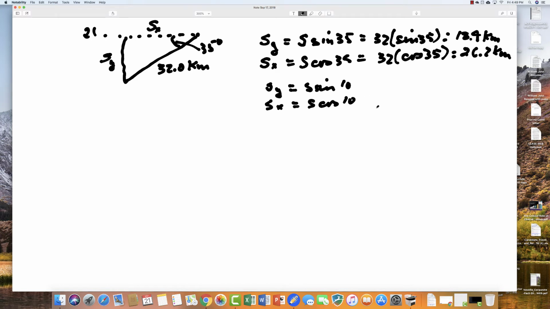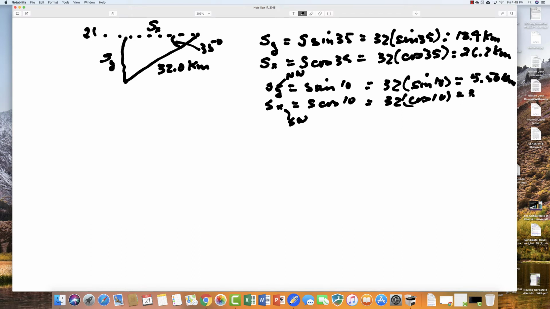And so that's going to equal 32 times the sine of 10 degrees. And this is going to equal 32 times the cosine of 10 degrees. Now calling these x and y is actually incorrect. And if you do the math here, you get 5.56 kilometers and 31.5 kilometers.